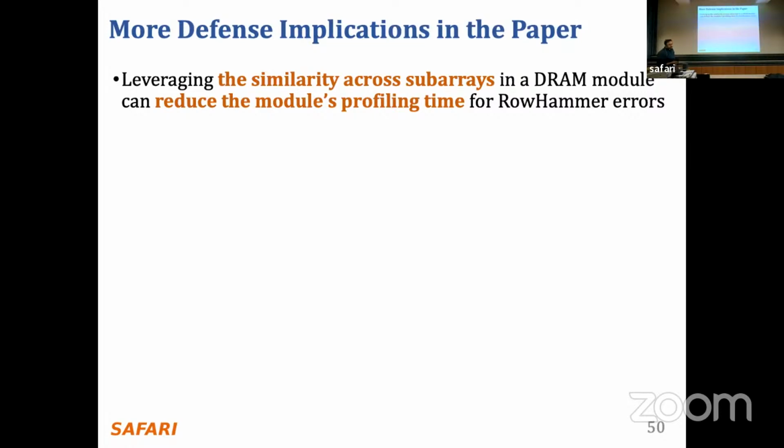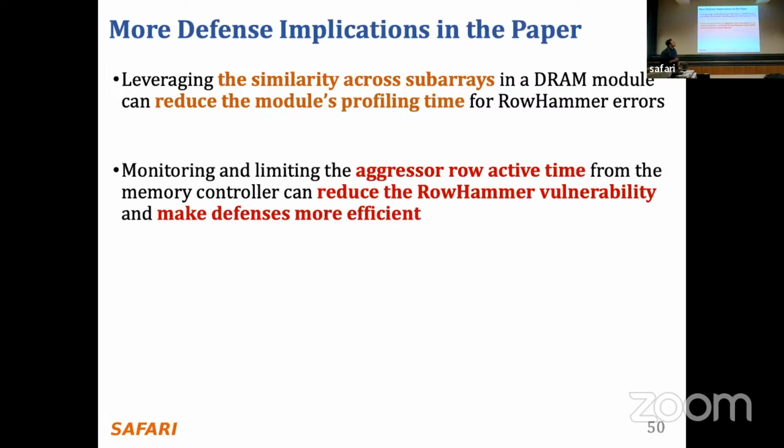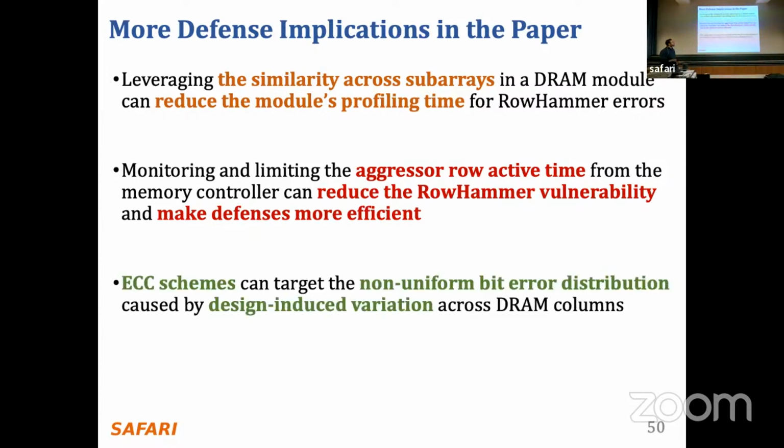There are more defense examples in the paper. Another one is leveraging the similarity across subarrays, so that you can reduce the module's profiling time, as I explained earlier. You can monitor and limit the aggressor active time from the memory controller. If you notice that some rows are being active for a long time, then you can reduce RowHammer vulnerability by closing those rows, for example, or you can modify your defenses to be more proactive for those rows.